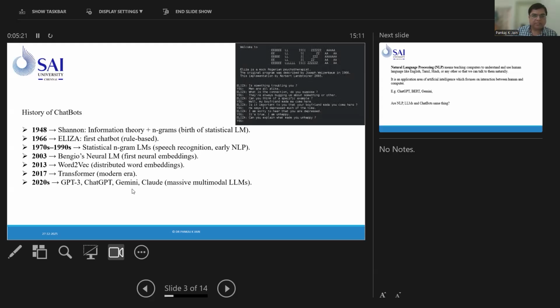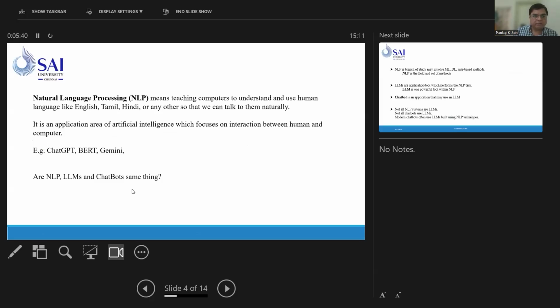A chatbot is a study under the branch of natural language processing. So what is natural language processing? It is a branch of AI, and we study chatbots under it. Natural language processing is to teach computers to understand human language, like English, Hindi, Tamil, or any other language we usually talk or write. To teach the machine or computer about these languages is natural language processing. It is the area of artificial intelligence which focuses on understanding between the human and the computer.